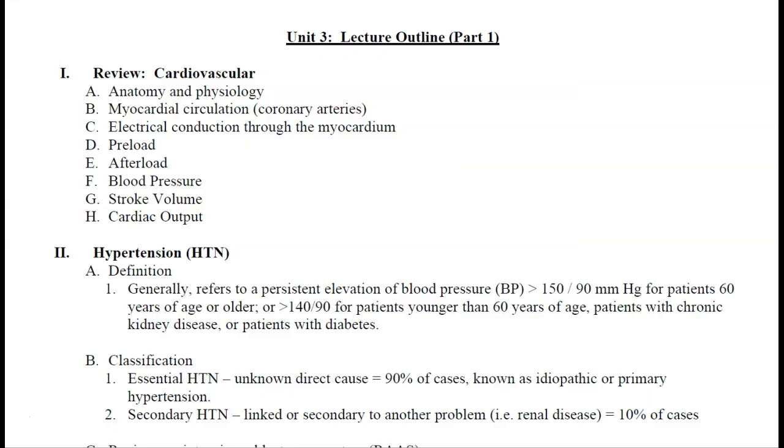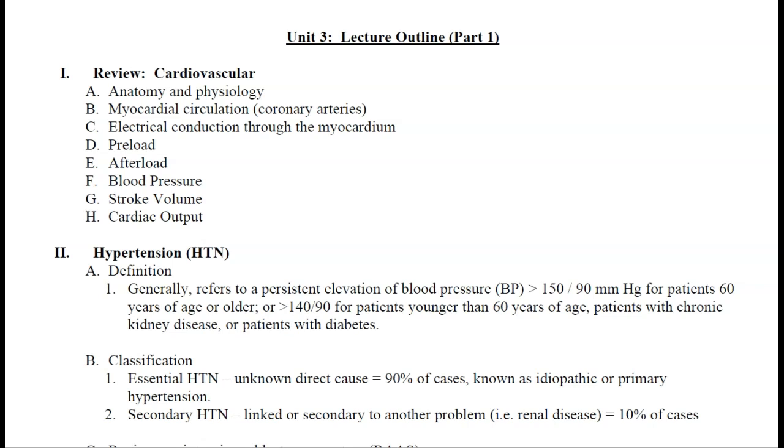Stroke volume is the amount of blood circulated by the heart with each beat. Cardiac output is determined by stroke volume times the heart rate. Cardiac output is basically the amount of blood ejected from the left ventricle per minute. Hypertension generally refers to a persistent elevation of blood pressure greater than or equal to 140/90.